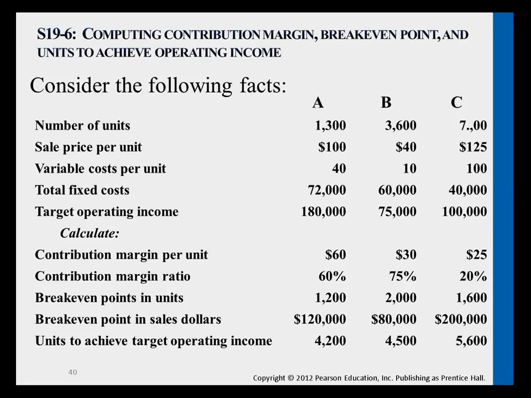Units to achieve target operating income, you're going to take your target operating income, 180, plus your total fixed cost, 72, right? And then you'll divide by your contribution margin, 60. Okay? All right.